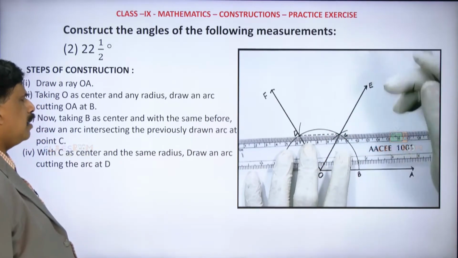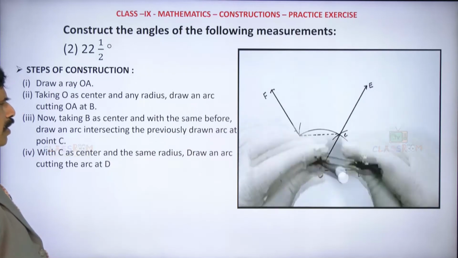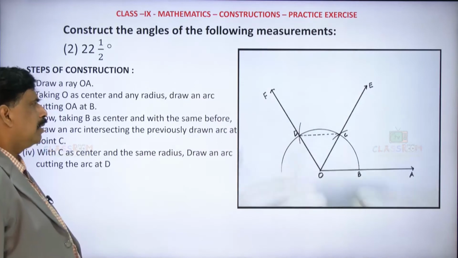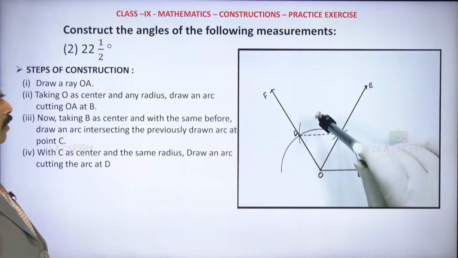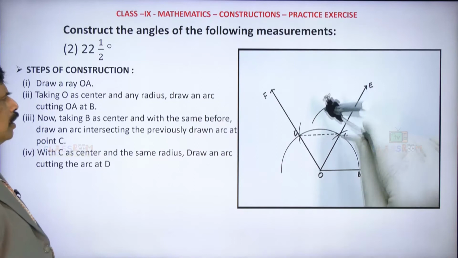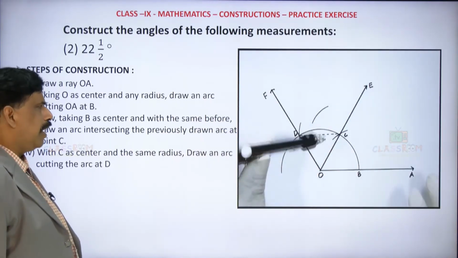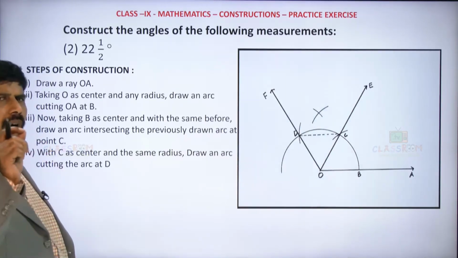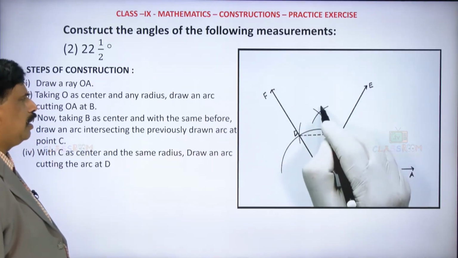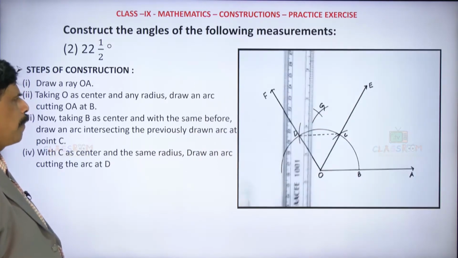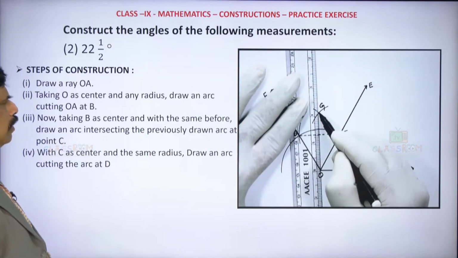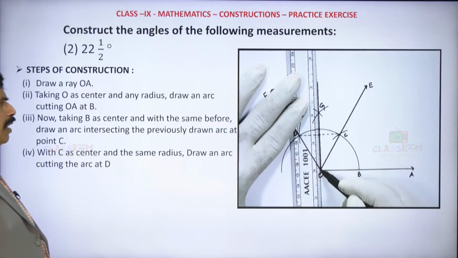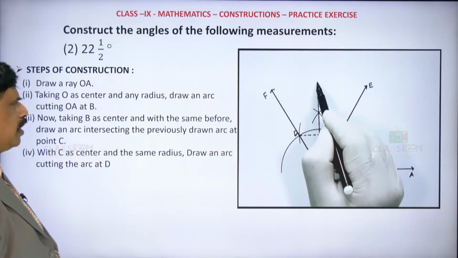Now take the compass, place it at C and D. Take the radius more than half of CD. From C, draw one arc, and from D, draw another arc. Now these two arcs are intersecting each other at a point G. Now join OG such that angle AOG is 90 degrees.